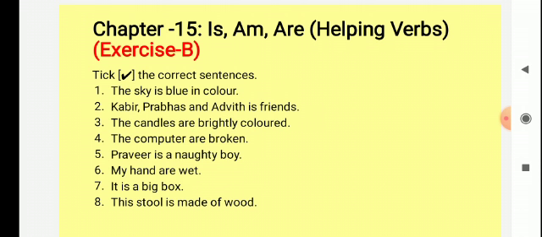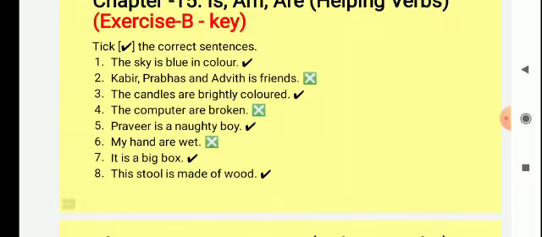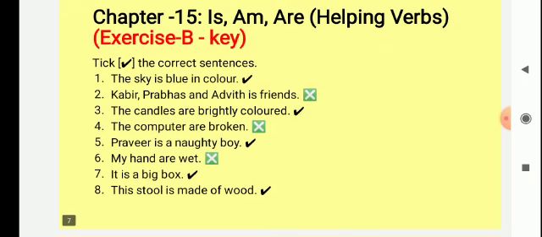Number 7, it is a big box. So it comes for singular. It's a singular pronoun. So with that we use a singular verb. So it is a box is a correct sentence. This stool, we are talking about one stool, right? So singular subject and singular verb is used here, is. So this sentence is also correct. This stool is made of wood. Now you can check your answers and mark it in your book and write it in your copy.